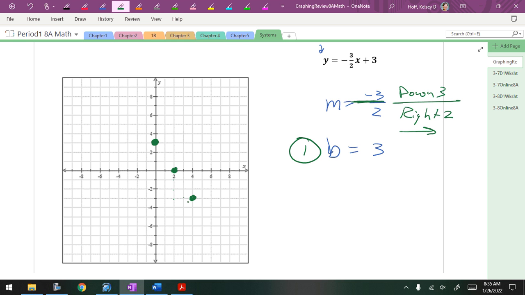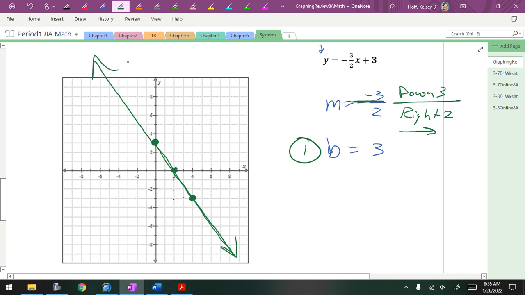And take your straight edge again. Make sure you draw your line all the way through your graph. Don't stop on just the dots. Alex is always nice with this, isn't it, that they graph it for us if we can just get those points on there.